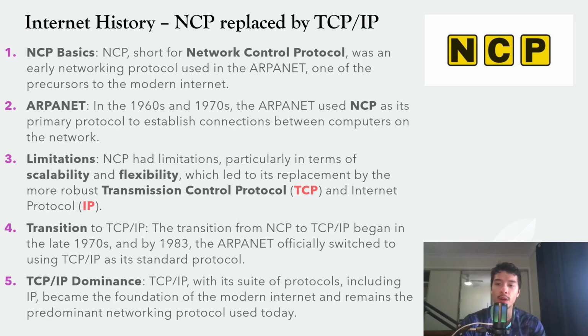Okay, transition to TCP/IP. The transition from NCP to TCP/IP began in the late 70s, and by 1983, the ARPANET officially switched to using TCP/IP, and it's a standard protocol now. It's the dominant protocol. It is used widespread amongst pretty much everything, and it includes IP addresses. It became the foundation of the internet and remains the predominant networking protocol used today.